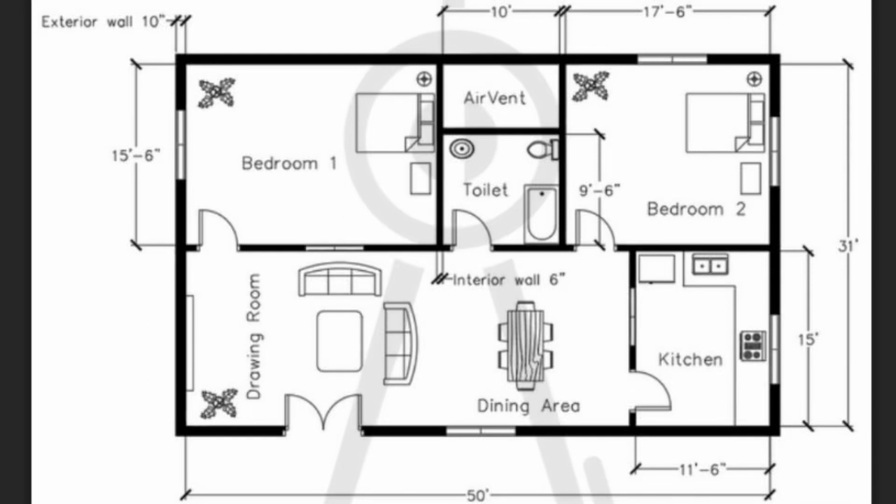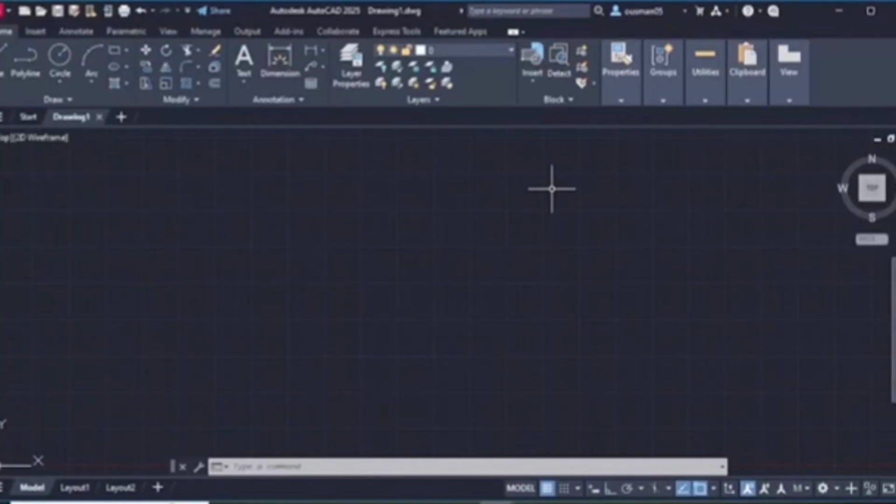In this video, I will explain to you how to draw a floor plan from a completely blank drawing. So without wasting much time, let's get into it. To draw our floor plan, what we have to do first is determine our units. So we change our units to architectural.